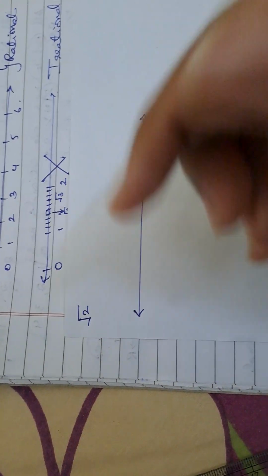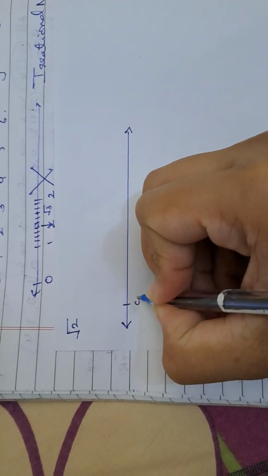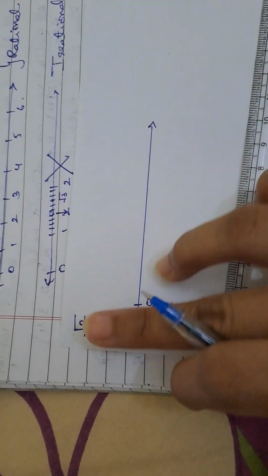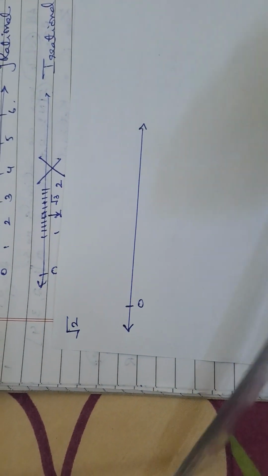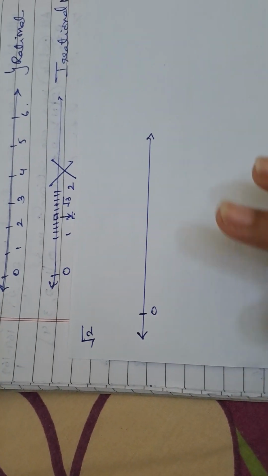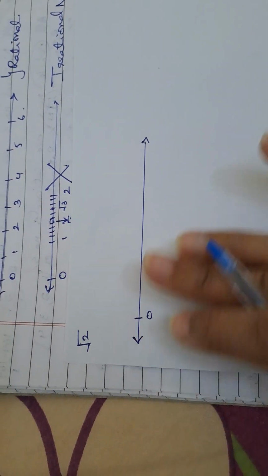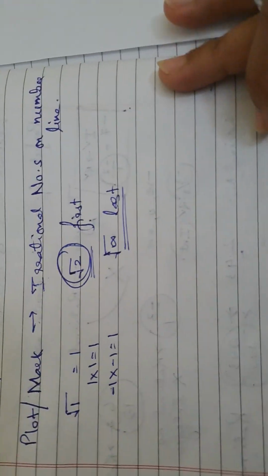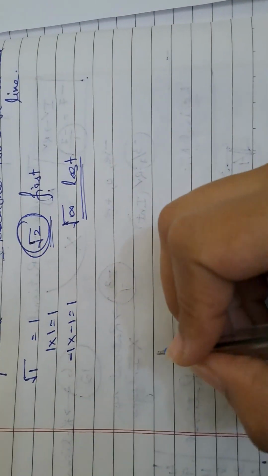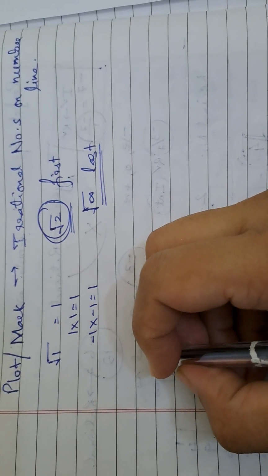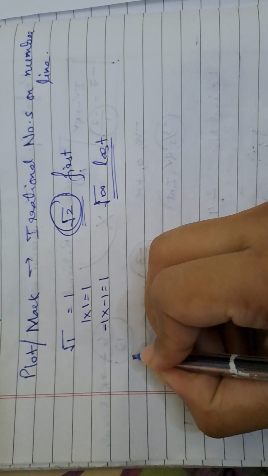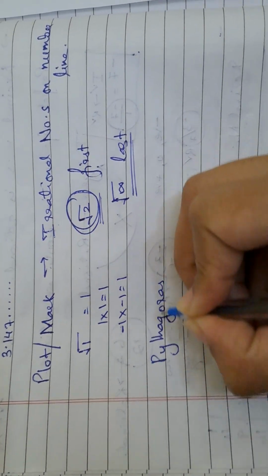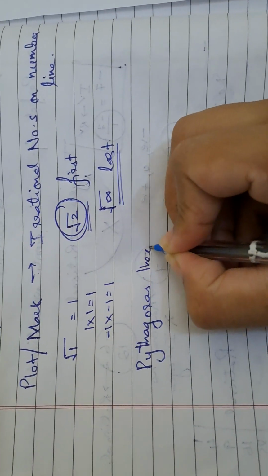We are going to start marking from 0, and how am I going to get the distance root 2? First of all, let's take that into consideration. Before I start with the marking, we'll understand how we can get the value of root 2. We are using the Pythagoras theorem here.